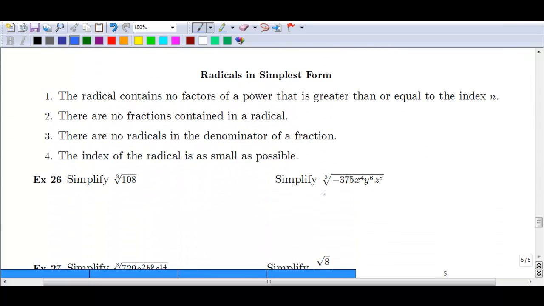So finally, we want to look at writing radicals in their simplest form. And there are some rules that go along with this. First of all, a radical contains no factors of power that is greater than or equal to the index n. So that was what we were doing up above. There are no fractions contained within a radical. There are no radicals in the denominator of a fraction, and this is what we call rationalizing the denominator. When we get rid of that.